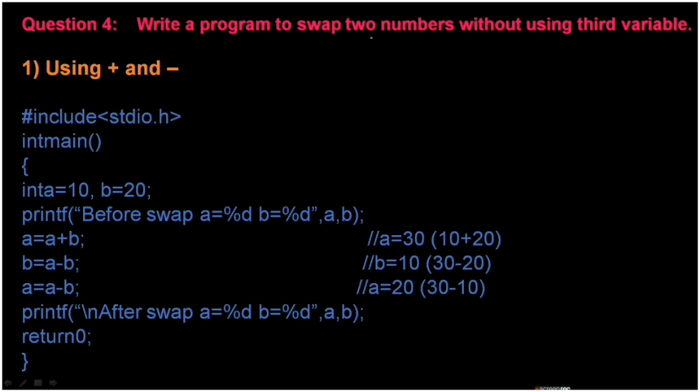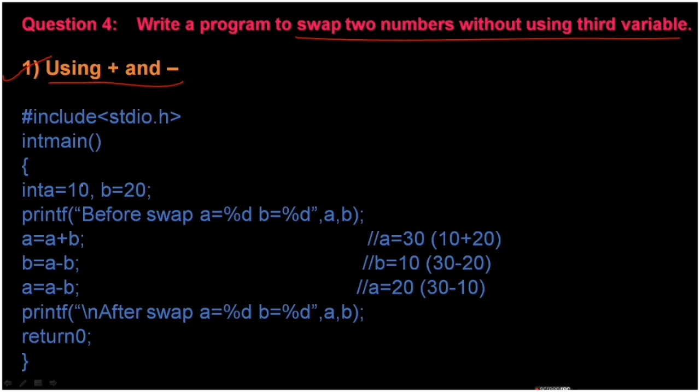So we need to swap the two numbers without using the third variable. If we use a third variable, it is quite easy to swap the two numbers. But we need to swap the two numbers without using a third variable. So here we will have three methods to swap the two numbers without using a third variable. The first one is by using the plus and minus operators.